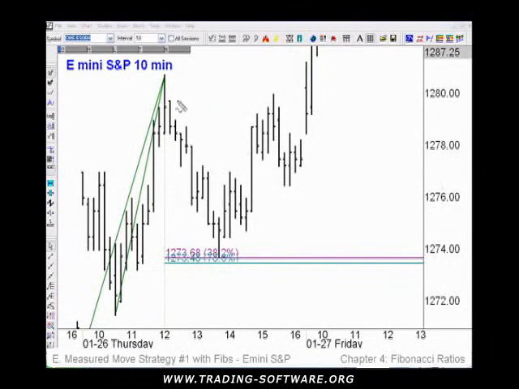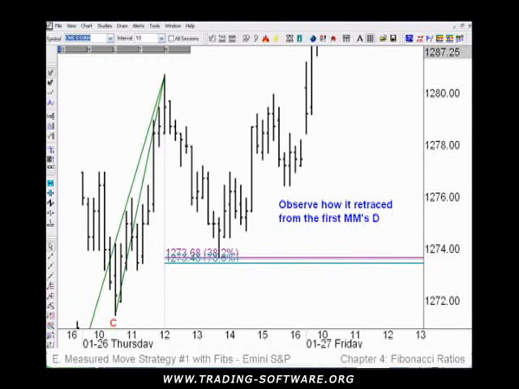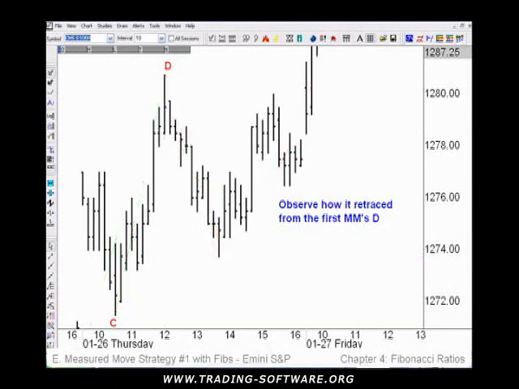Okay, now this is the 10-minute chart. To make strategy number 1 work even better, we want to look at how it retraced from the first measured move's point D. Remember, down here was point C, and up here was point D. And how it gets down here will determine whether it's going to be a good buy at those Fibonacci ratios or not. So let's take a closer look.